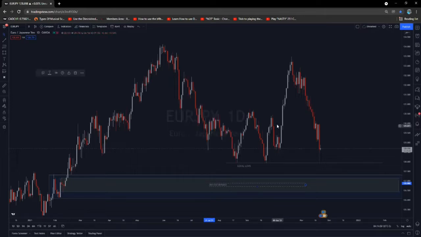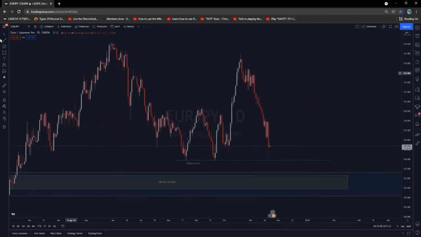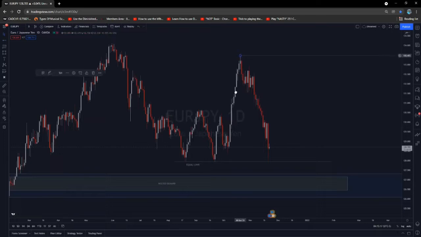Because even if you look here, there's not a lot of imbalances. So if we get a strong push from this demand area, it's definitely going to be able to break through this with ease. So yeah, other than that, okay, let me highlight this as an area of liquidity. And then yeah, let's wait and see what the market does during the course of the week. And yeah, let's move on to another pair.